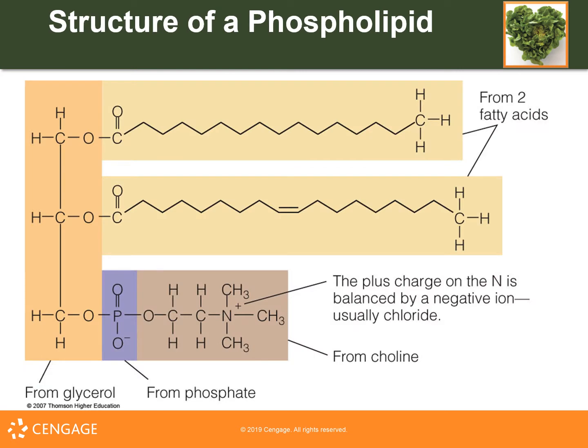Structure of a phospholipid. You can see on the far left is the glycerol molecule. Then you have two fatty acids at the top and middle spots, and the third site is a phosphate group and a molecule of choline.